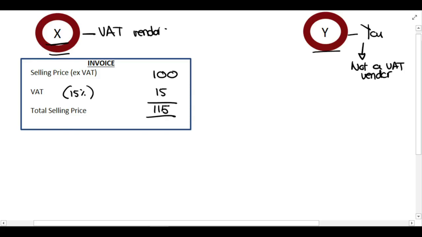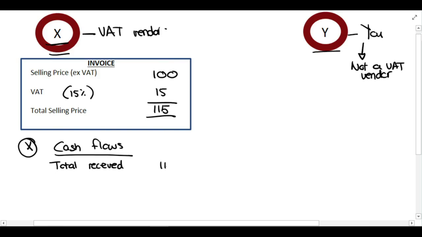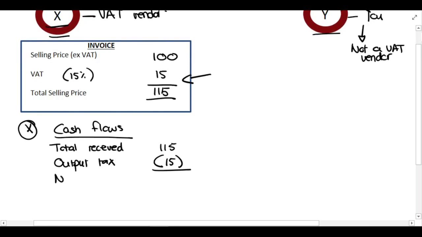Okay, so now let's understand what this means. When we're looking at X, X will have the following cash flows. The total received will be 115 rands. It's a positive amount, because you pay the shop 115 rands. X will then pay output tax, that same output tax that you see over there, to SARS. So the net cash flow for X is 100 rands.